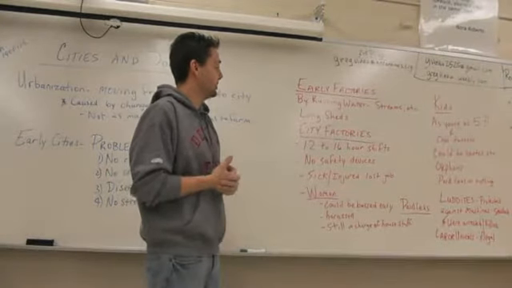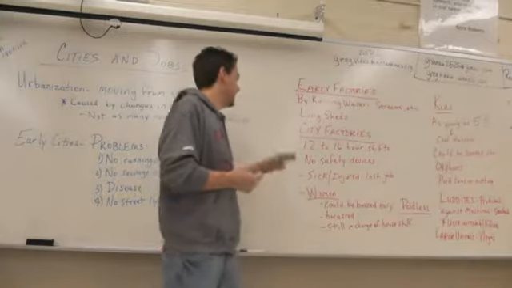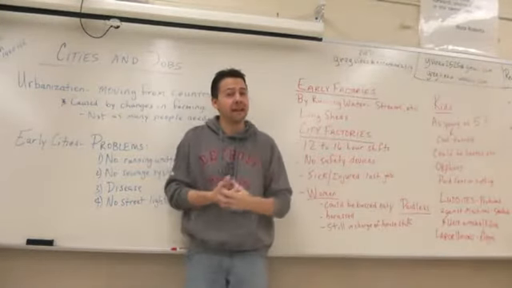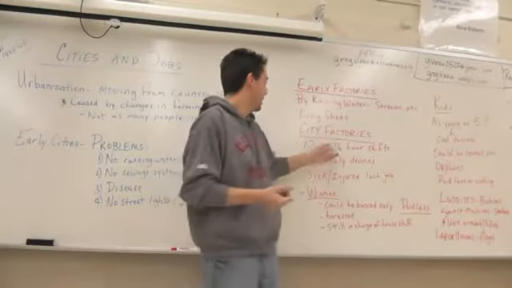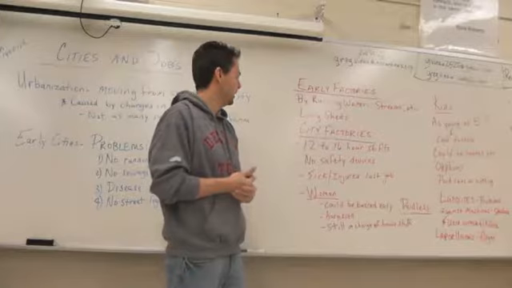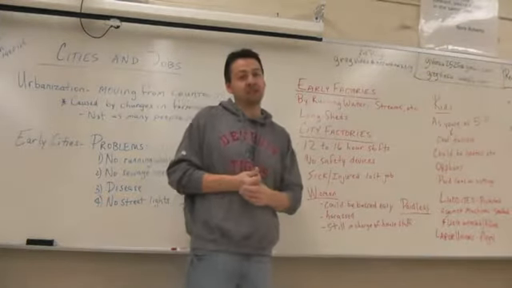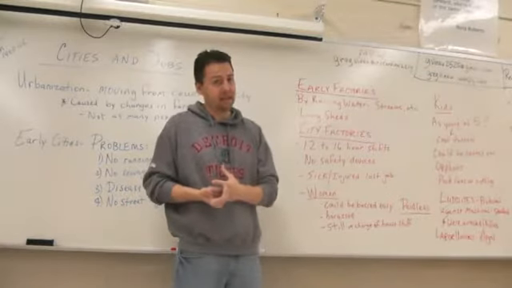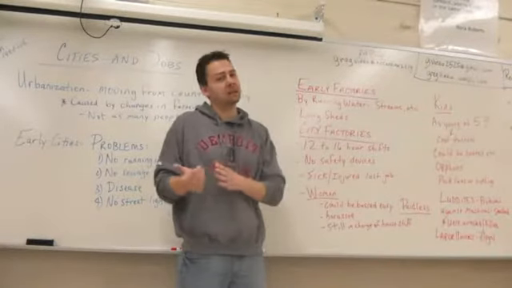Early factory jobs were really, really bad. 12 to 16-hour shifts. Now think about that today, we work 8-hour shifts. So we cut that time almost in half, or in half in some situations. So 12 to 16-hour shifts, that's a long time to be at work. We would get overtime today if we were working that long. Back then, not so much.